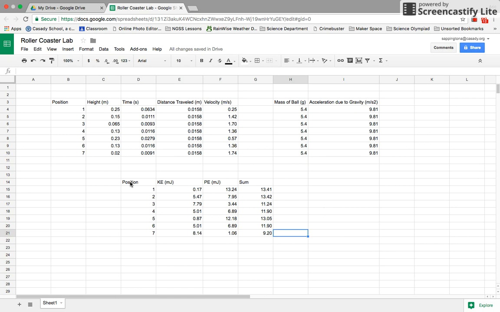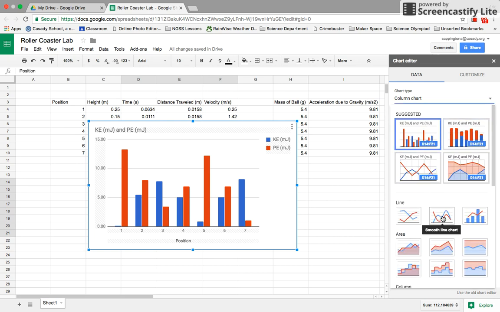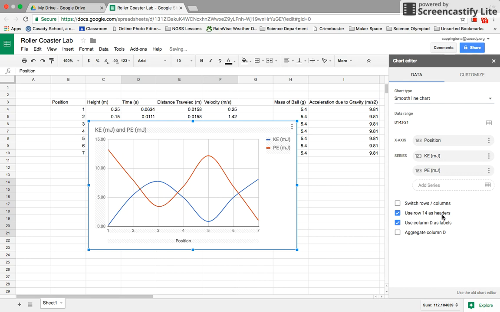So real simply, we're going to select our data. You guys already know how to do this, but might as well show you. And now we're going to hit our graph button. And we don't want a bar graph. We want a smooth line graph. So we click on that. Look at that. Isn't that awesome? There we have the kinetic energy increasing, then decreasing, and then we have the inverse, right, of the potential energy, exactly what you'd expect to have. As one increases, the other decreases, and vice versa.